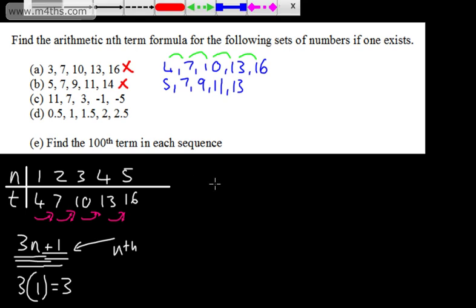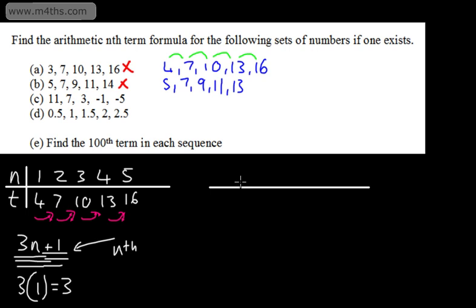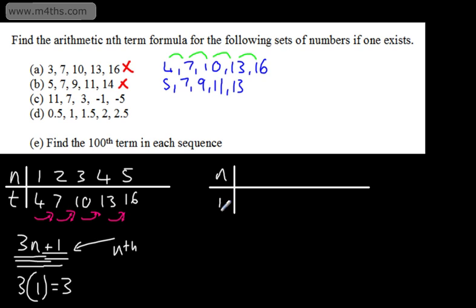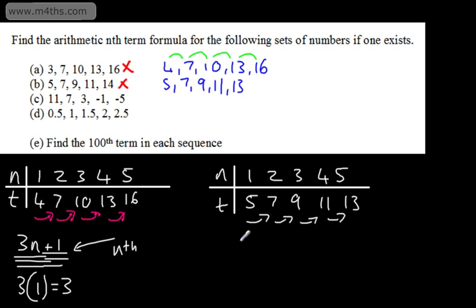So if I go ahead and put this in a table, after a while you might not need a table because it should or could be fairly obvious. So if we look now, we're going to have n and we're going to have t. We're going to have 1, 2, 3, 4, and 5. We've got 5, we've got 7, we have 9, we have 11, and we have 13. It's going up by a fixed amount each time, and that is plus 2. So we start with positive 2n. That is the first part.